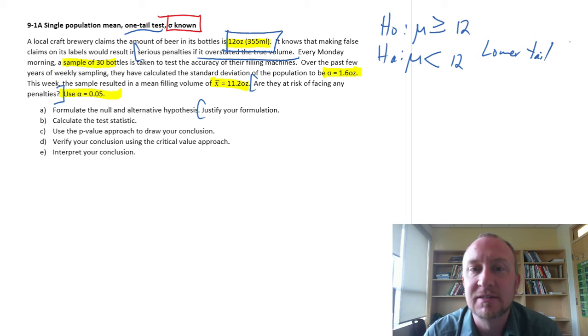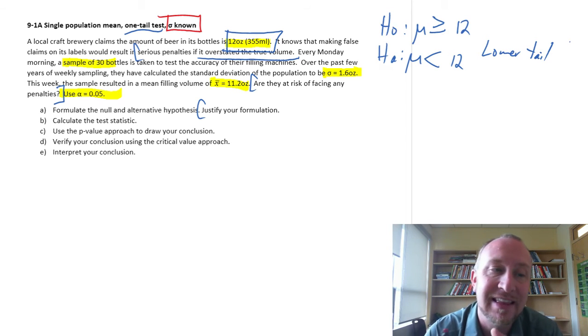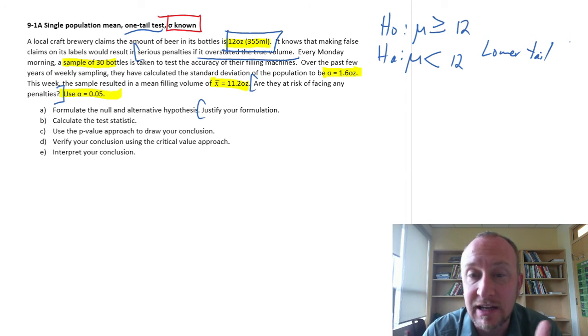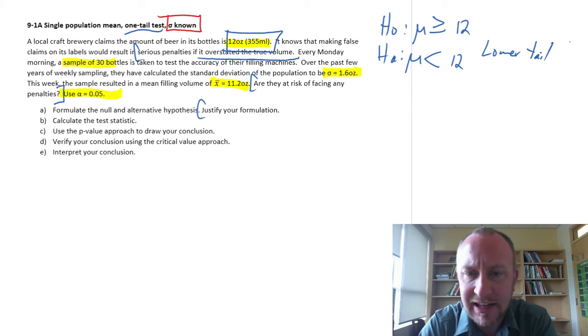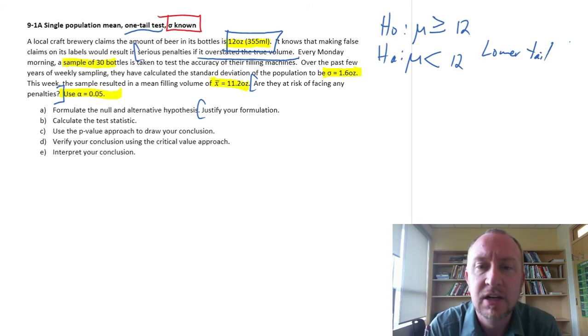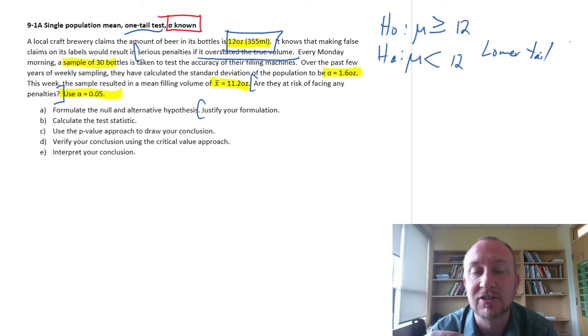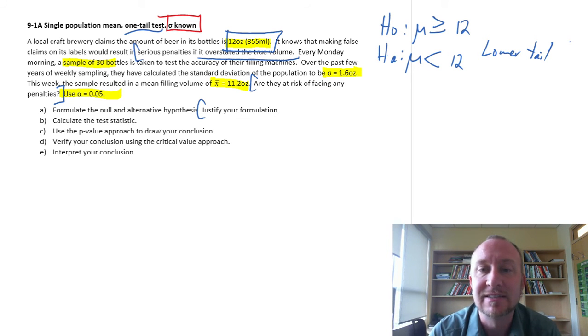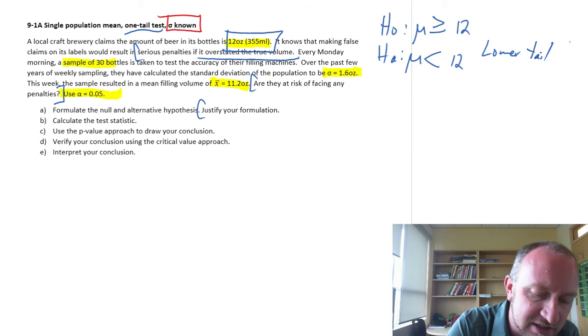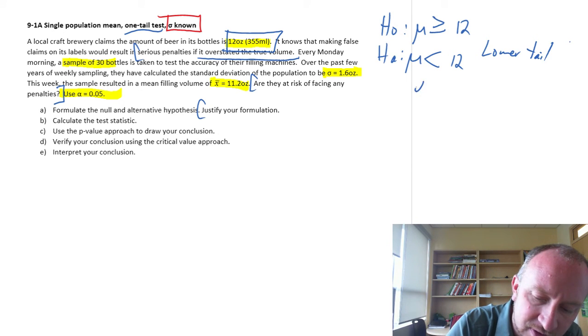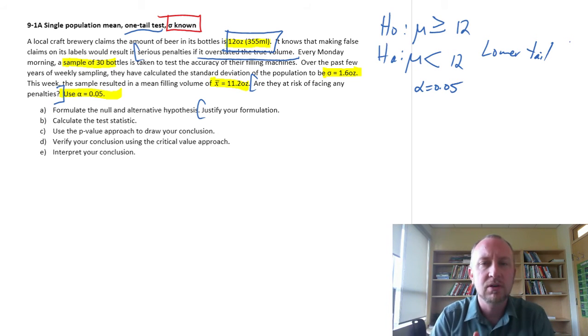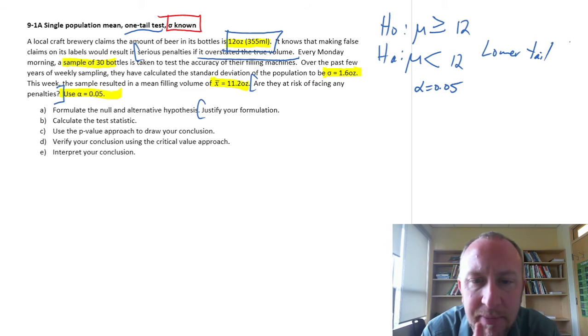If my evidence supports the alternative hypothesis, then that implies that we are overstating the true volume. You can think of it as overstating, so the label says there's more than there actually is, or we're underfilling. The average filling volume is less than 12 ounces, which is what the label says. So there's our justification, and we're going to perform this test at the 0.05 level of significance. I'm just going to write this down because we're going to be coming back to it.